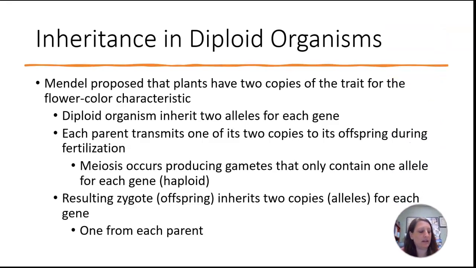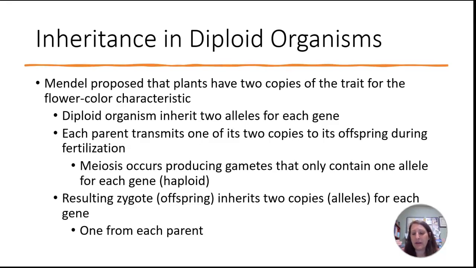Okay, so what else did Mendel tell us? Mendel proposed that plants inherit 2 copies of a trait, which we would call alleles now. He didn't have that term, but he said organisms inherit 2 discrete units, which we would call alleles, for that particular trait that he was studying first, flower color. He said that diploid organisms inherit 2 of those discrete factors for each gene. So all diploid organisms, including humans and corn, which we'll study in the lab, inherit 2 alleles for every gene.